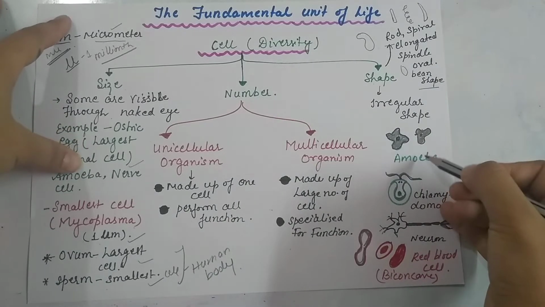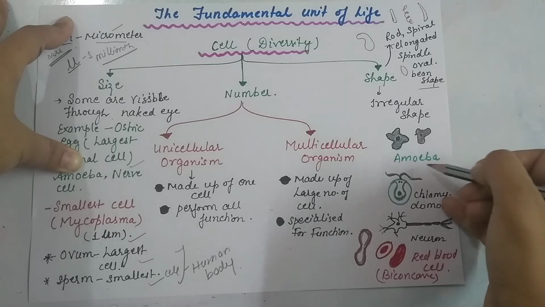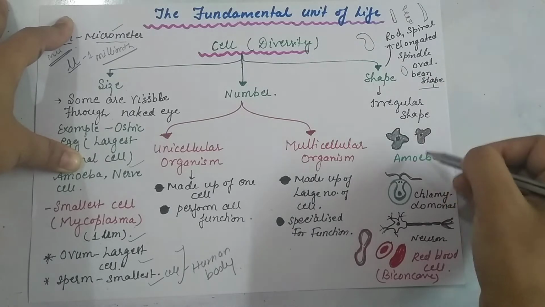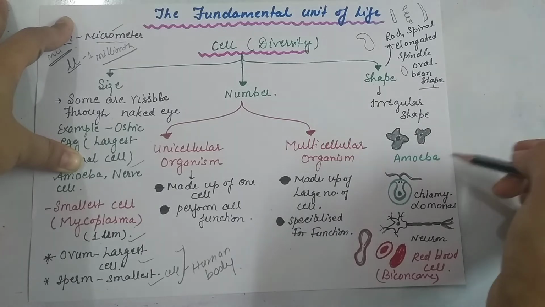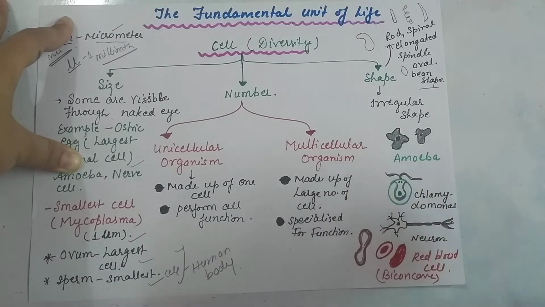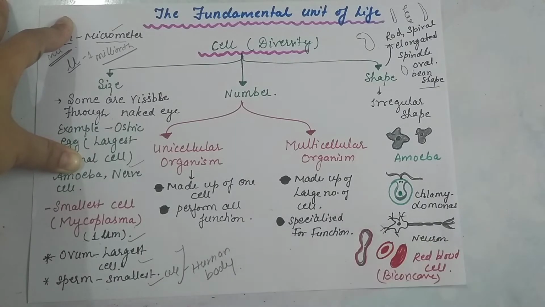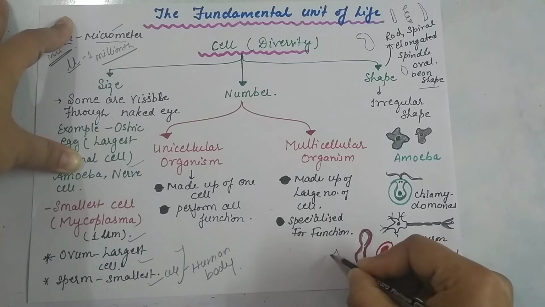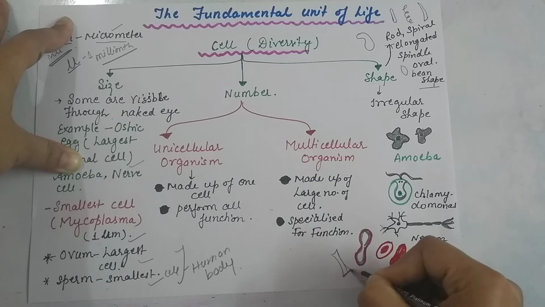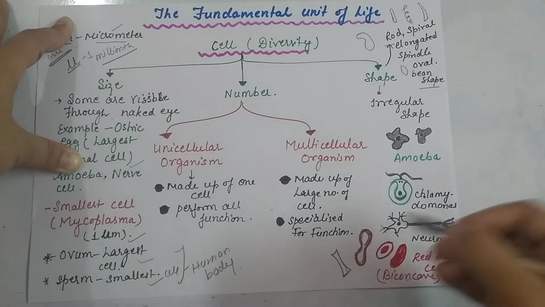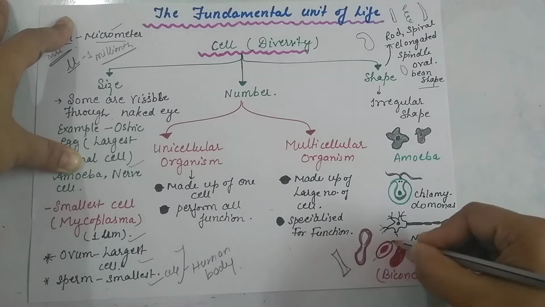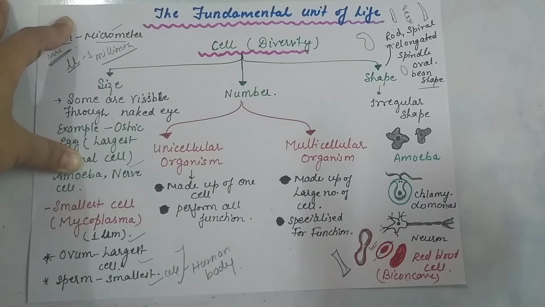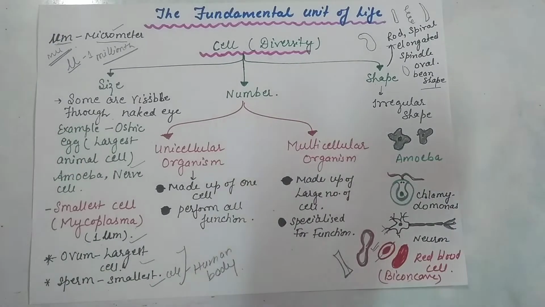I have drawn some figures here. The amoeba looks very irregular in shape. Chlamydomonas is an oval-like structure. The neuron is an elongated structure. Our red blood cell is a biconcave disc. The biconcave shape is like this, and when you cut the blood cell through the middle, you will find this type of disc-like structure.